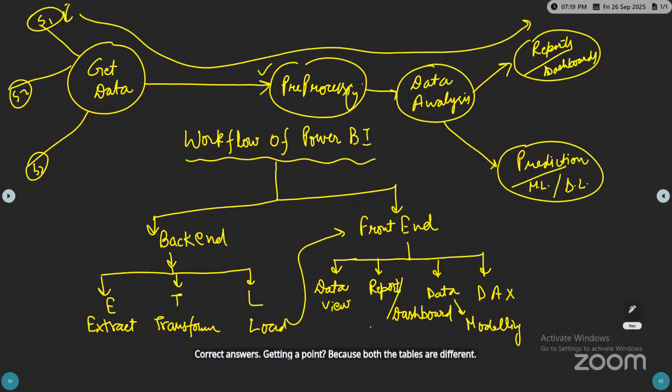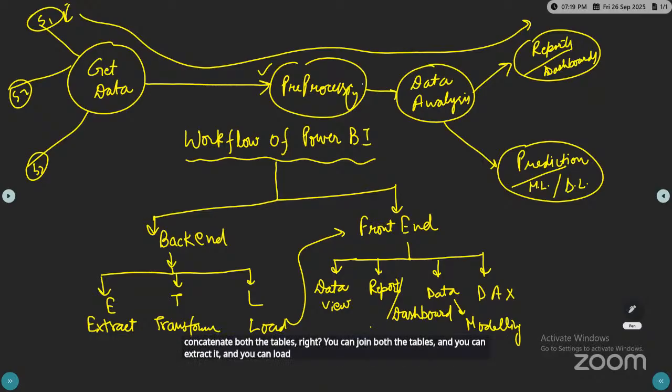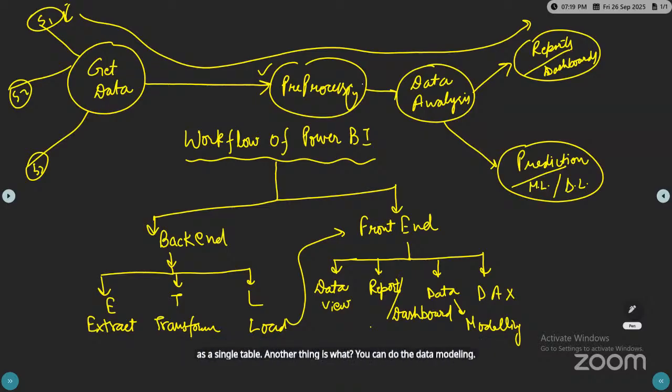One more thing that you can do without data modeling is concatenate both the tables. You can join both the tables, extract it, and load it as a single table. Another thing you can do is the data modeling. Getting a point?